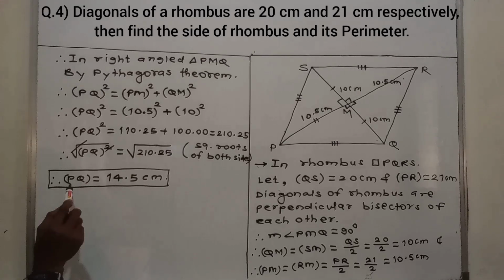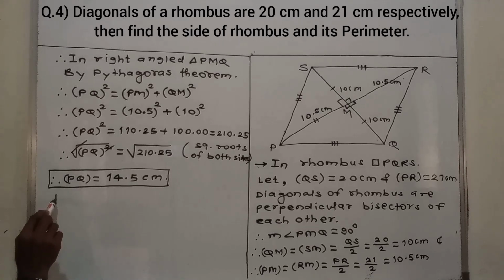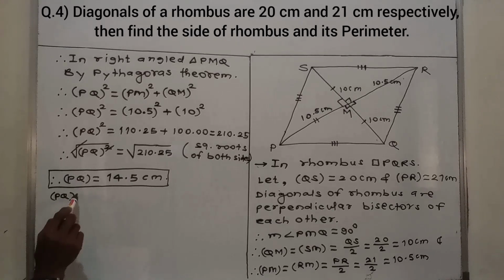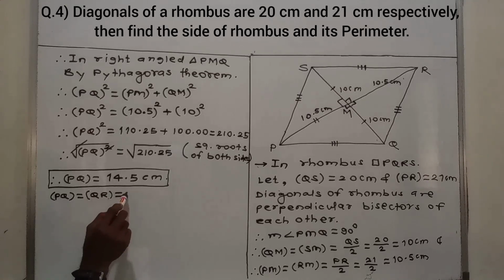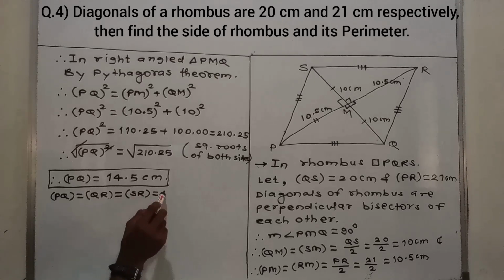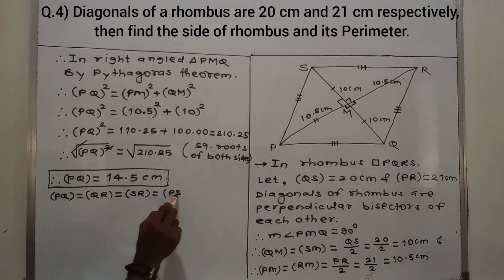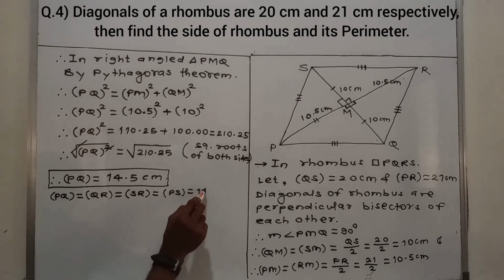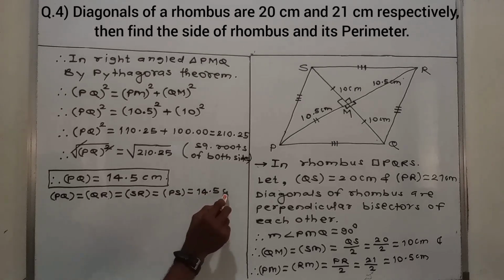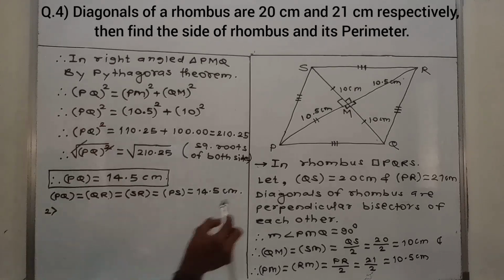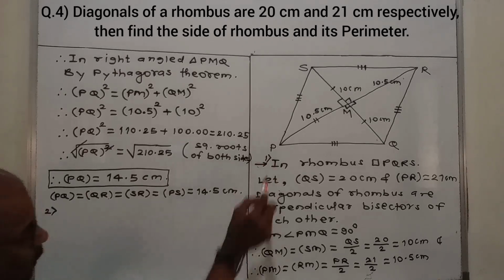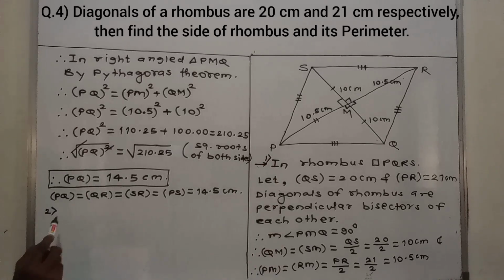So therefore we write PQ is equal to QR is equal to SR is equal to PS is equal to 14.5 centimeter. Did you get it? Then second answer. This is our first. Then second.